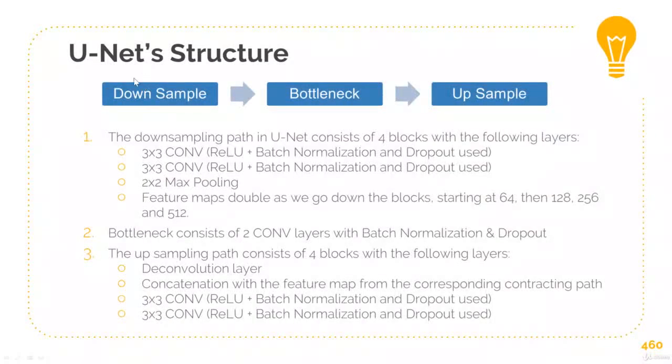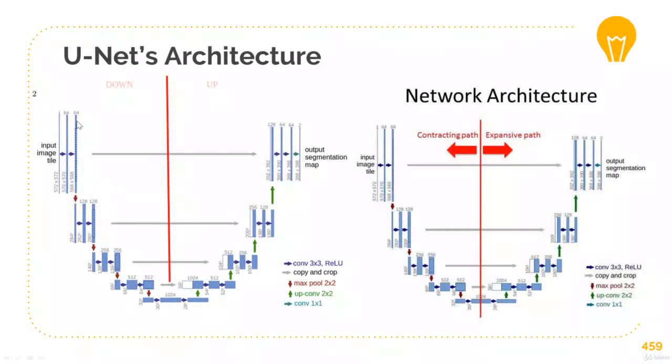So this is how the UNet structure works. There's a downsample, a bottleneck, and then an upsample. The downsampling part in UNet consists of 4 blocks. There are these 3x3 convolutional layers with ReLU, batch normalization, and dropout used. And this is basically 4 layers here. So there are these 2 conv layers here, 2x2 max pooling, and then the feature maps double as we go down, which is not unusual. We've seen it happen in VGG as well. Starting at 64 and then going to 128, 256, and 512. If you go back to the diagram, you can see it here: 64, 128, 256, and 512.